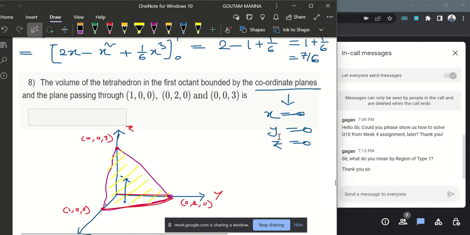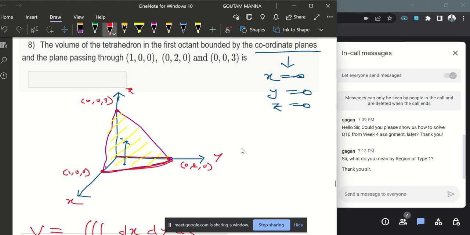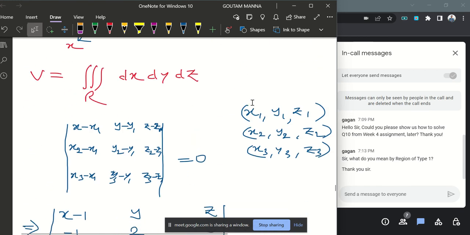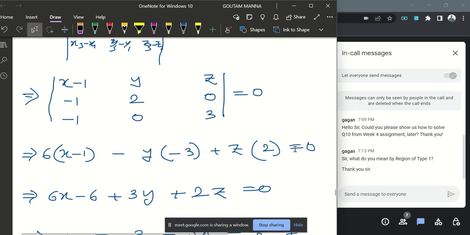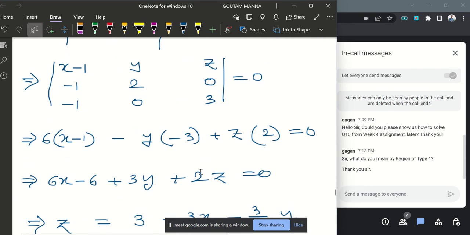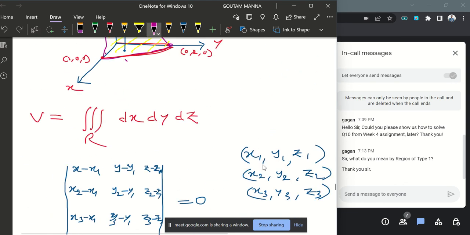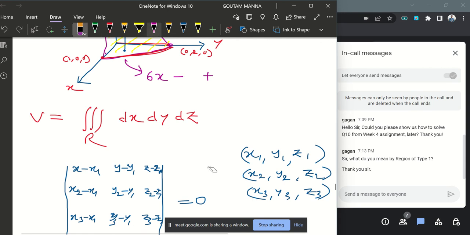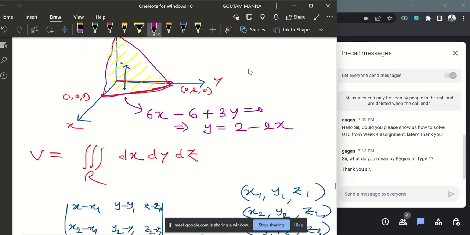The equation of this line is given by, this line is a line on the plane which is on z equals 0. So if we put z equals 0 in the equation of this plane, we will get the equation of this line. If you put z equals 0 here, it will be 6x minus 6 plus 3y equals 0, or y equals 2 minus 2x. This is the equation of this line.